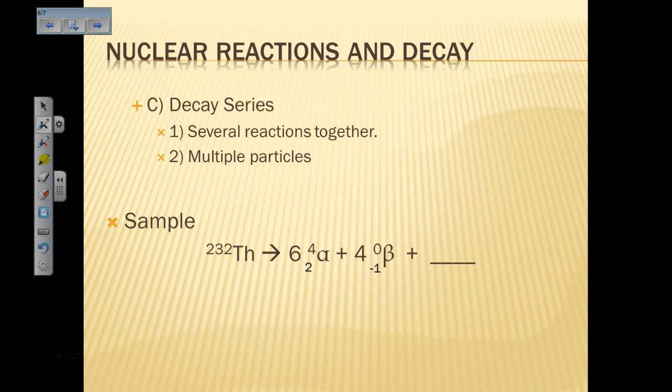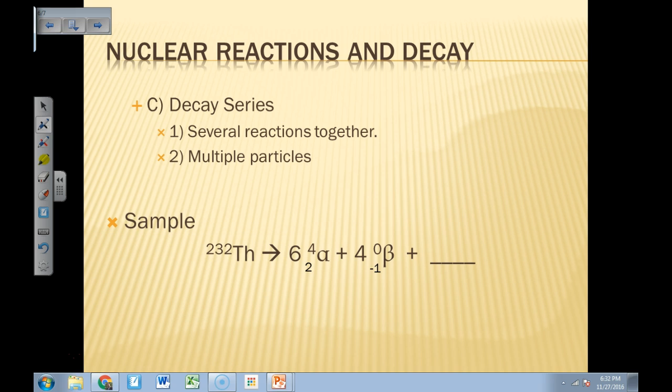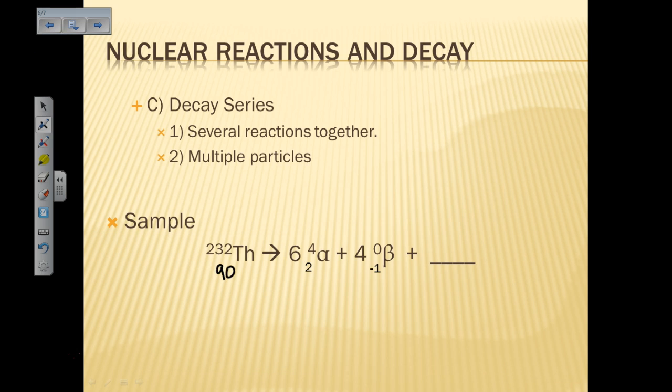So it's going to give us several different types of particles given off, and it's going to give us several of those particles in order to do this. So here we have thorium-232, atomic number 90.